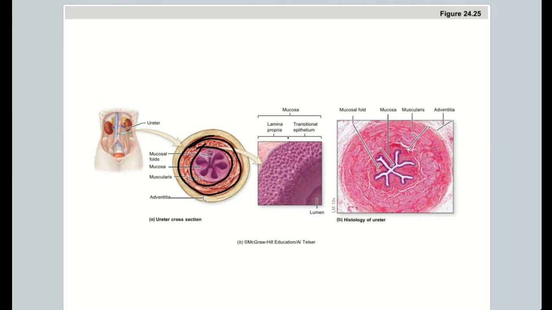Ureters are retroperitoneal as well. So these would be running along your posterior abdominal wall. A lot of times if people are experiencing a kidney infection or kidney stone or something, it might present initially as back pain, okay, because these are retroperitoneal organs, so you feel it in your back. So peristaltic contractions of the muscularis layer move the urine from kidneys to the bladder consistently and constantly.